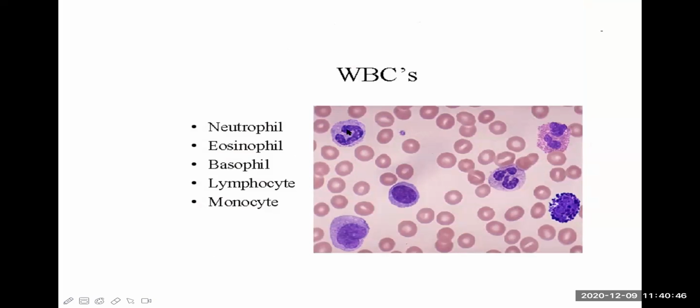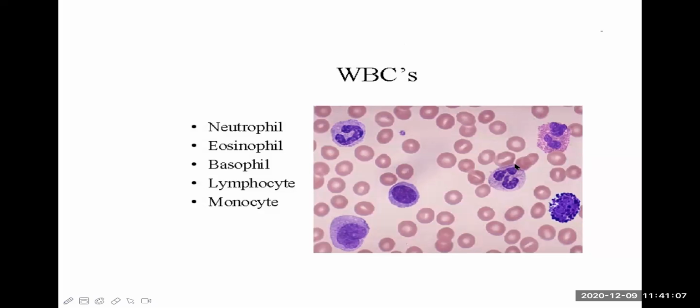Yes, this is a band cell, a young neutrophil. So the band neutrophil, neutrophils in an early stage. Excellent. Everybody is picking it correctly. This is a band cell. This is a young neutrophil. This signifies there is a serious or acute bacterial infection.